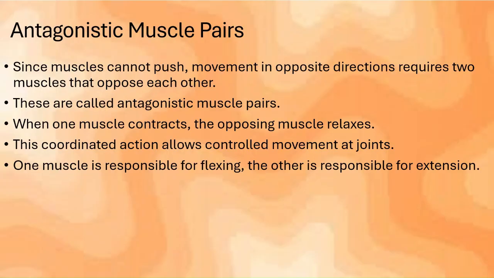Muscles cannot push. Movement in opposite directions requires two muscles that oppose each other. These are called antagonistic muscle pairs. When one muscle contracts, the opposing muscle relaxes. This coordinated action allows controlled movement at joints. One muscle is responsible for flexing, while the other is responsible for extension.